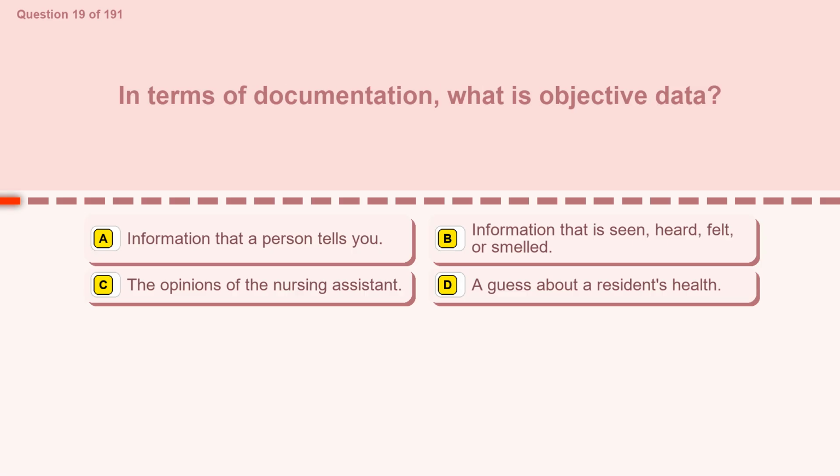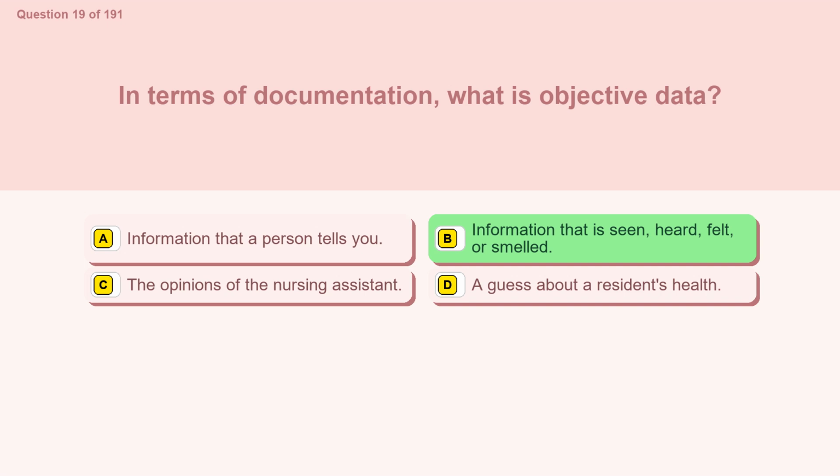Question 19. In terms of documentation, what is objective data? Option A. Information that a person tells you. Option B. Information that is seen, heard, felt, or smelled. Option C. The opinions of the nursing assistant. Option D. A guess about a resident's health.